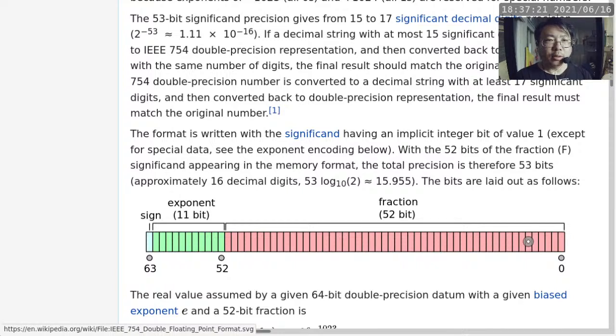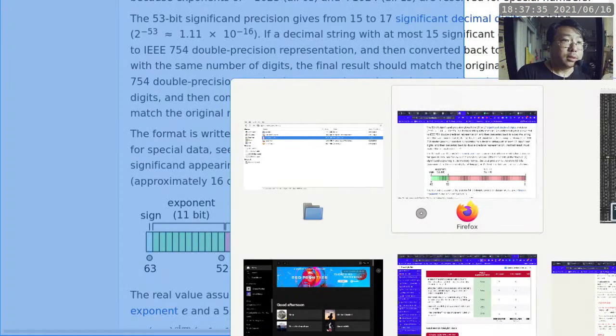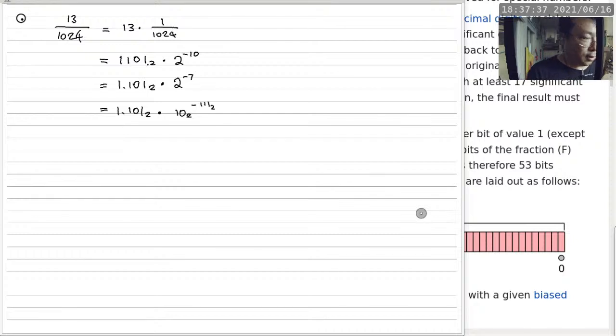Okay, so how are we going to use this to represent the values that we have played with? We're going to reuse our examples to illustrate this point. So let me switch back to the tablet. Let's work with this one first. When we look at this value, 13 divided by 1024, it is non-negative. So the sign bit is going to be a 0 because the value that we are representing is not negative.